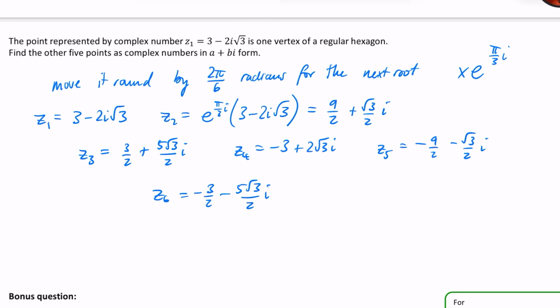And geometrically you can see that this one and this one are opposite each other, because if these are positives and these are negatives, we can see that this one must be opposite this one, and this second one must be opposite this fifth one that we've got here.